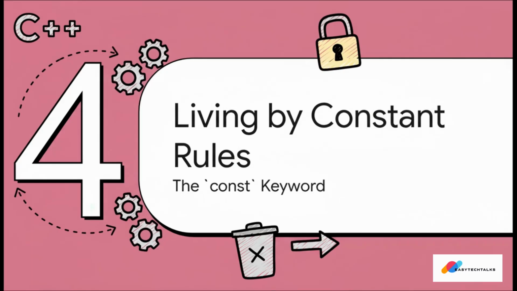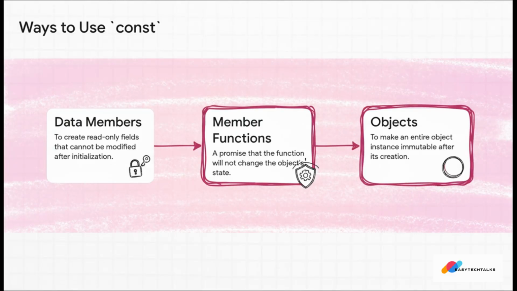Now, a good object doesn't just run wild. It has to live by a set of rules. And in C++, one of the biggest rules is all about immutability, which is a fancy way of saying unchangeable. We enforce this with the const keyword, making promises that certain things won't be modified. And you've got three main ways to use it. First, you can slap it on a data member, which basically makes it read-only after it's been initialized. Second, you can make a whole member function const, which is a promise that calling this function won't change the object's state one bit. And third, you can go all out and make the entire object itself const, locking it down completely.